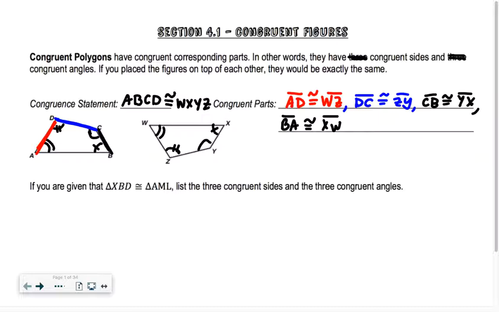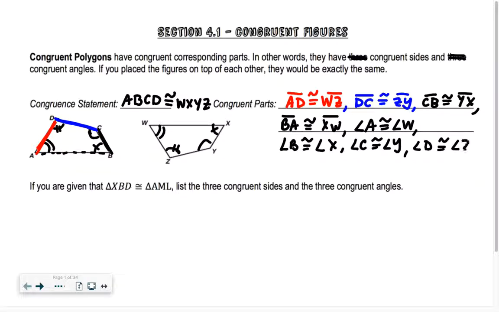All right, so those are all the sides that match up. How about all the angles? So angle A matches up with angle W. Angle B matches up with angle X. Angle C matches up with angle Y. And angle D matches up with angle Z. Make sense?